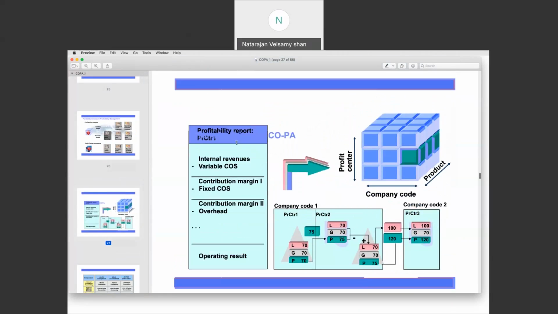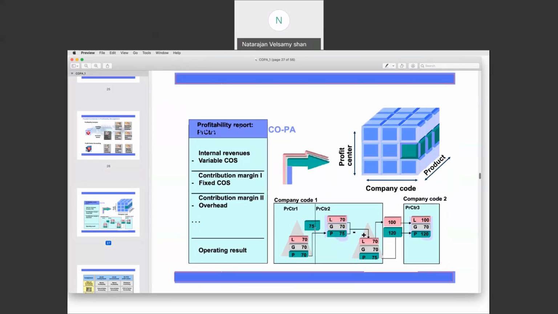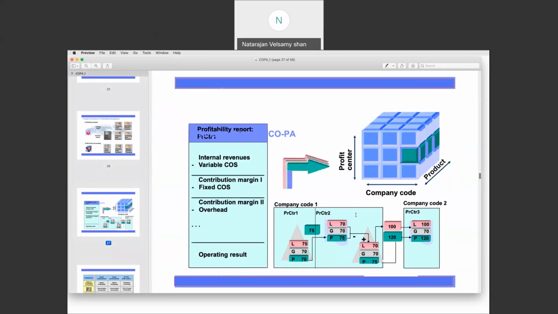This is already a report of COPA. There is profit center 1, profit center 2, profit center 3, and company code. This profit center will be right. P70, 75. Please look into this and try to understand this.